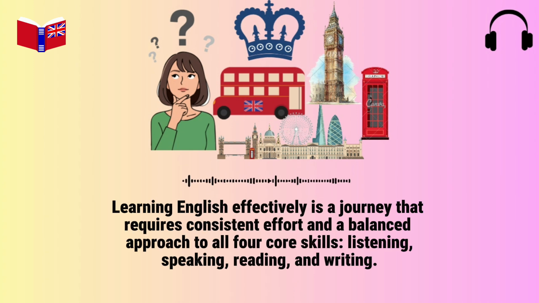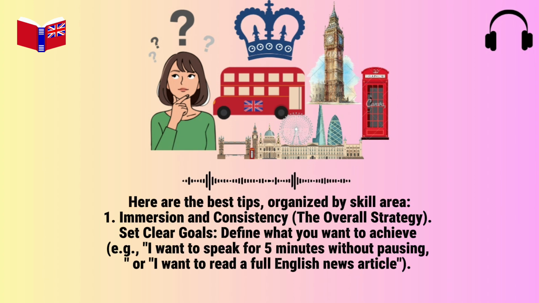Learning English effectively is a journey that requires consistent effort and a balanced approach to all four core skills: listening, speaking, reading, and writing. Here are the best tips, organized by skill area. 1. Immersion and consistency. The overall strategy. Set clear goals. Define what you want to achieve.